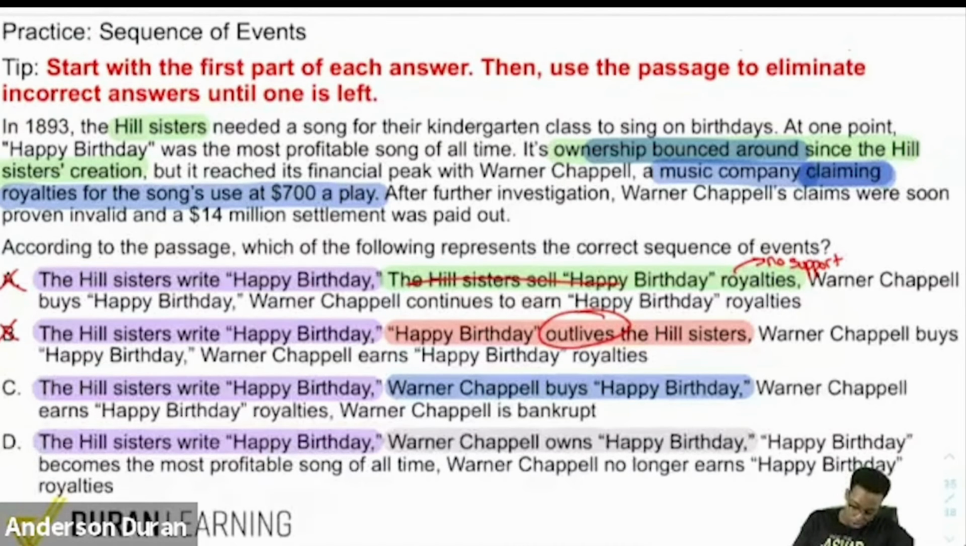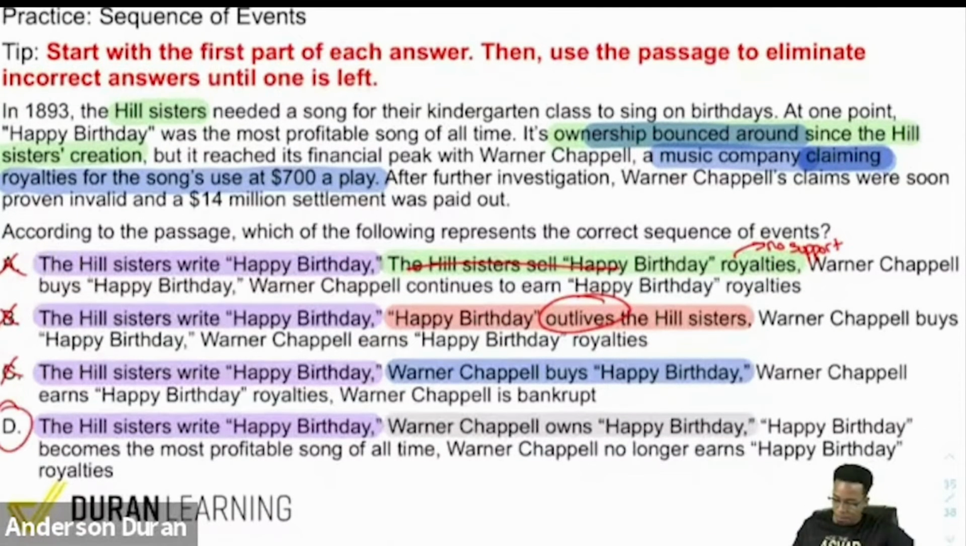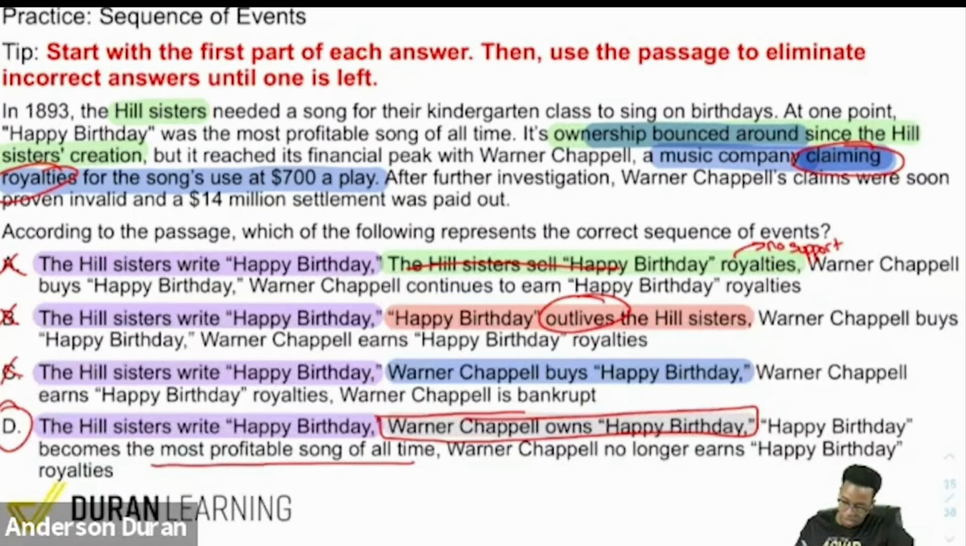So C, also gone. By process of elimination, you can pick D, and that's because Warner Chappell claims ownership to Happy Birthday right here. They claim the royalties for it. They claim the song. And then with the next one here, Happy Birthday becomes most profitable song of all time. Correct. You see here, it was the most profitable song of all time at one point. The ownership bounced around, reached its financial peak with Warner Chappell.